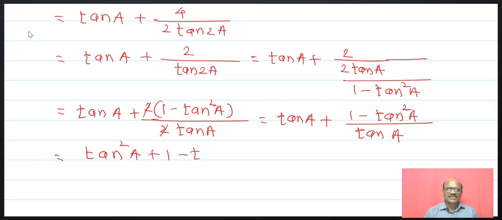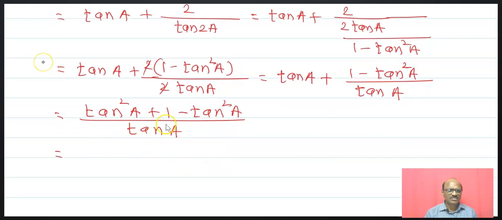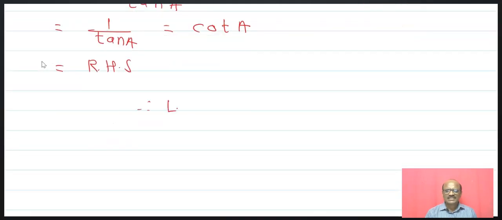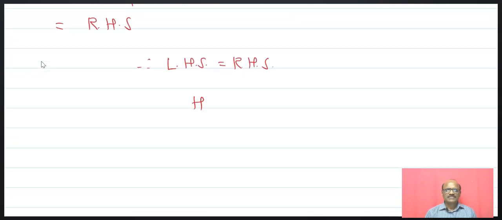That is tan square a plus 1 minus tan square a upon tan a. Now these two terms get cancelled. You will get 1 upon tan a, and that is nothing but cot a, which is our RHS, and hence LHS is equal to RHS. And hence the result is proved.